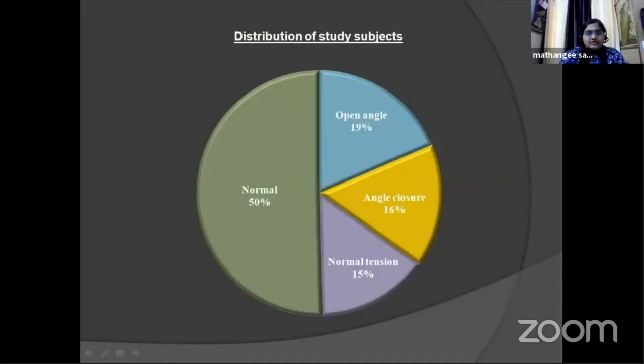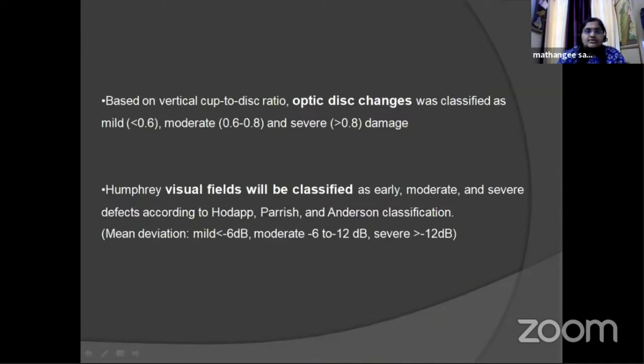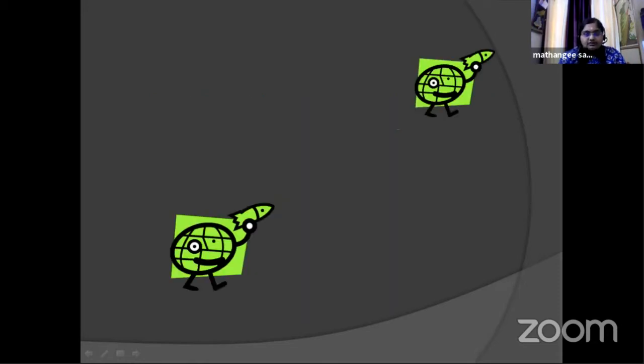The distribution of subjects in my study is represented by this pie chart. The data collection technique included best corrected visual acuity, slit lamp evaluation, IOP, gonioscopy, 90 diopter examination, visual field, OCT RNFL, and OCT angiography. Based on the vertical cup disc ratio, optic disc changes were classified into mild, moderate, and severe. Humphrey visual field analysis also classified the glaucoma into early, moderate, and severe based on Hodapp-Parrish-Anderson classification.